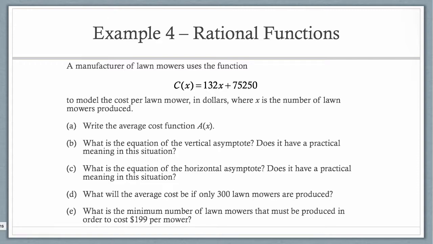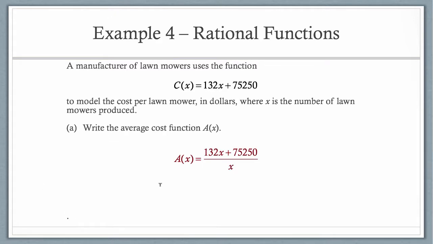So the first thing that we need to take care of is the average cost function. If we're taking the average of this cost function, think about what it is to take an average of a set of numbers. We would add up all the numbers and divide by how many numbers we have. In this case, we're talking about lawnmowers. So we would add up the total cost of a certain number of lawnmowers and then divide by the number of lawnmowers that we're looking at. So my average cost function is (132x + 75,250) divided by x. That will give me an average cost.